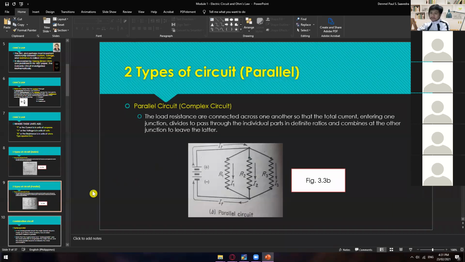All right? So who's new when it comes to series and parallel? Is there anyone here who's confused when it comes to series and parallel diagrams?